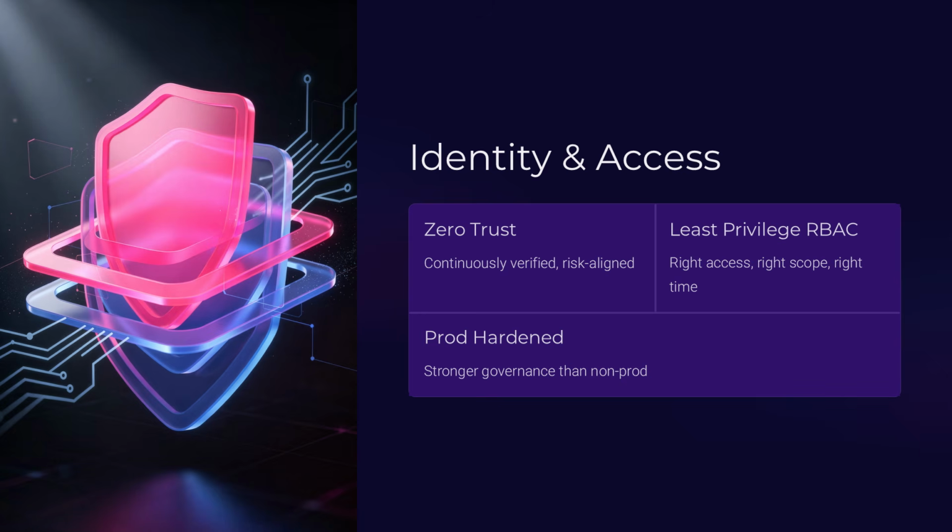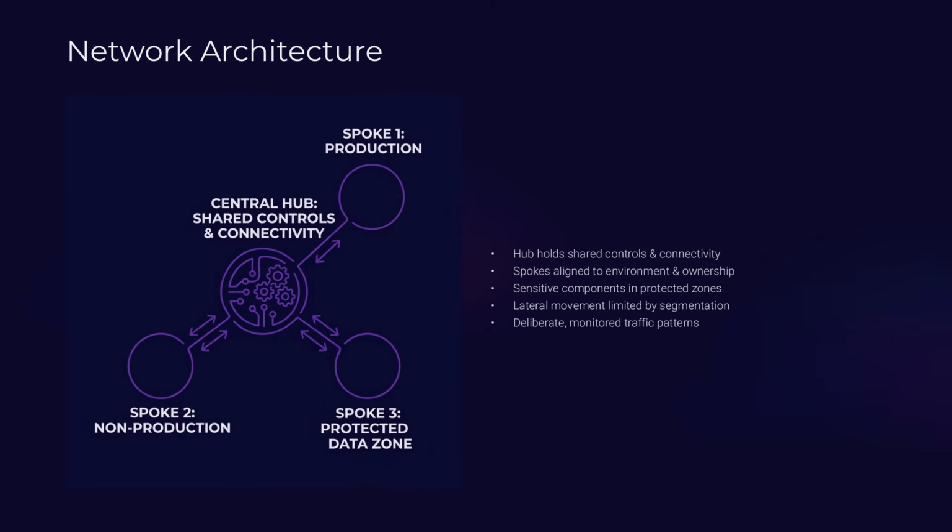The leadership outcome is reduced breach risk and improved audit confidence. The architectural outcome is a clean operating model, where responsibilities are clear and investigations are easier. With identity and access controlled, you now design the network so the platform is reachable, private, and containable under attack.